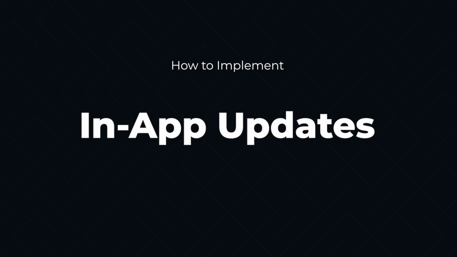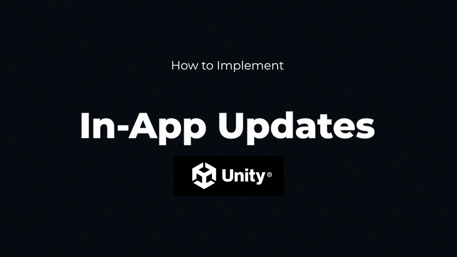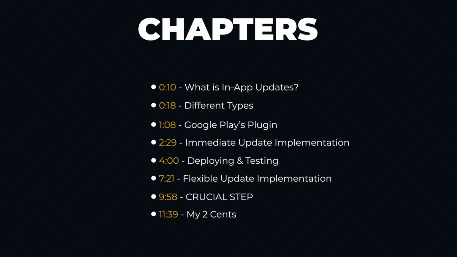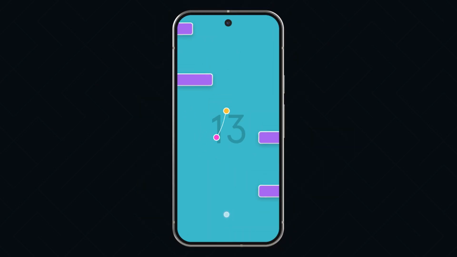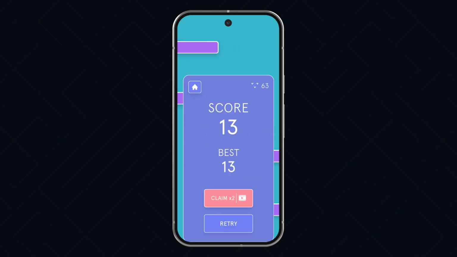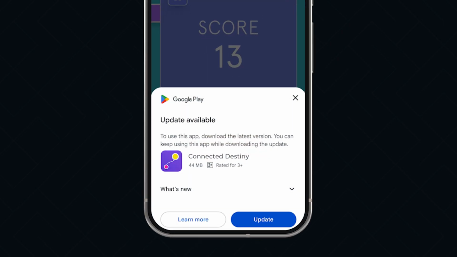Implement Google Play's in-app updates feature in Unity. Now I'm pretty sure you must have searched for it yourself, but if not and you still somehow ended up on this video, then this feature lets developers prompt users to update their Android apps directly from inside the app without opening the Play Store.